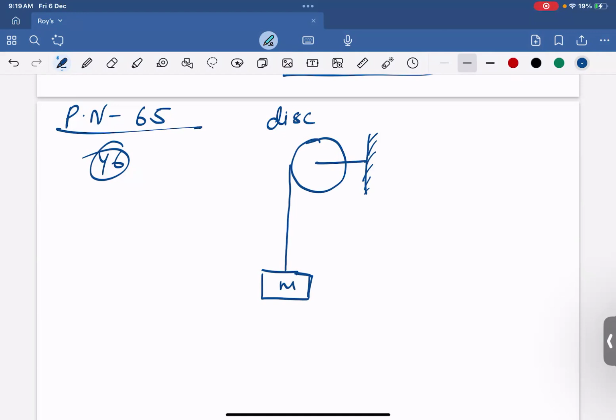Find the speed of the block as it descends through a height h. The radius is given as r here. So you know that moment of inertia, the disk is also having mass m, and the block is also having mass m. So for the disk, moment of inertia about that axis, because it is rotating about this axis only, if you remember, the formula is mr square by 2.